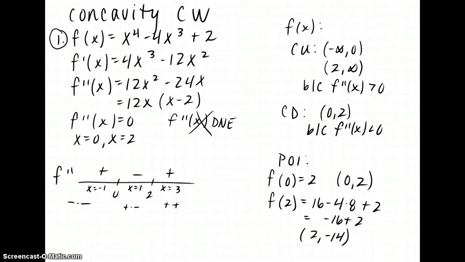Classwork solutions for the concavity, day 4. Same as the last classwork. Alright, number 1, for the most part I believe I was able to check everybody's in class. So if you need to, pause this slide to check your own work.